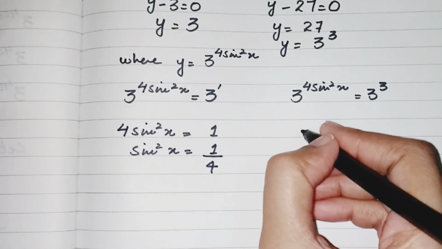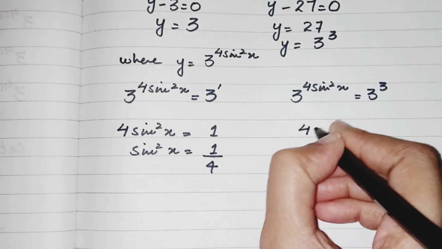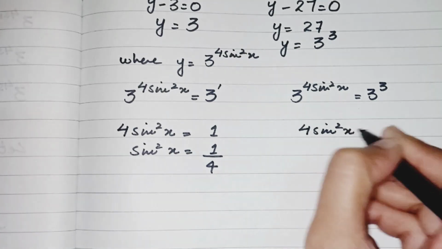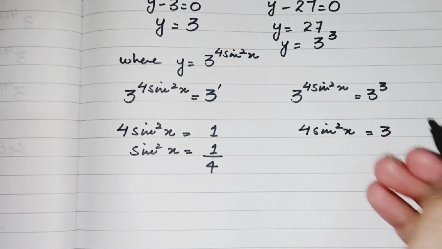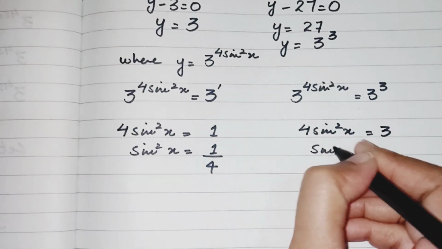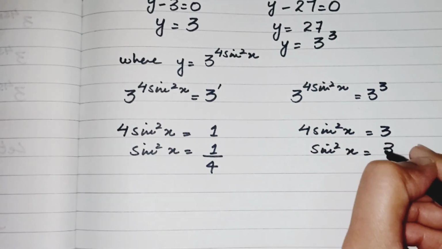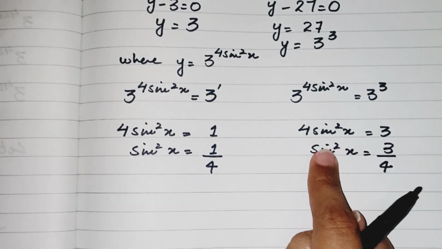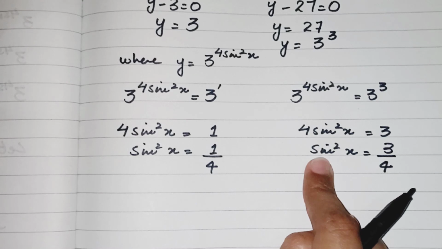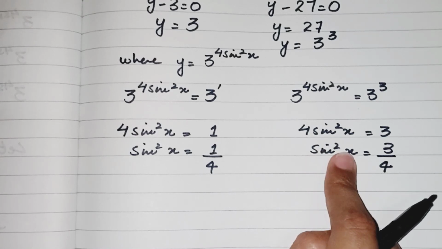Similarly over here the powers will be equated, powers will be the same. Sine square x is equal to 3. This 4 is multiplying, so when we move it to the other side it will be divided by 3. Now we have to find the value of sine, but we have sine square, so to remove the square we have to take the root.